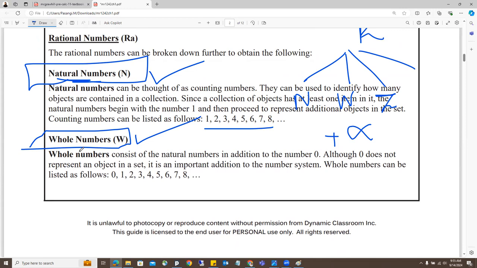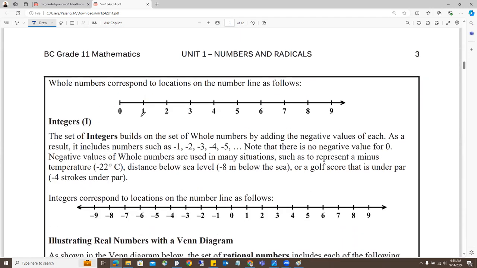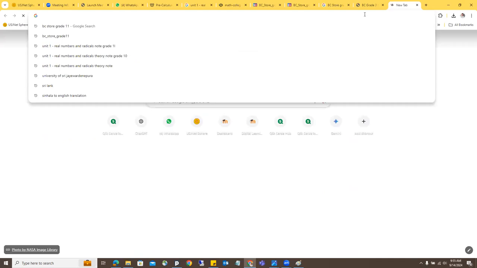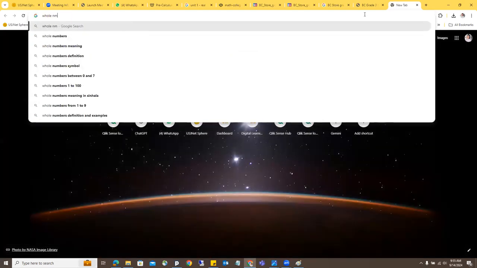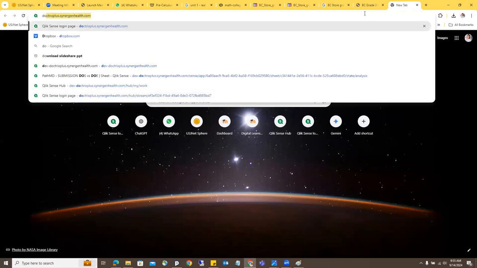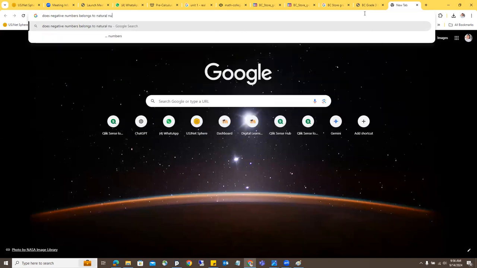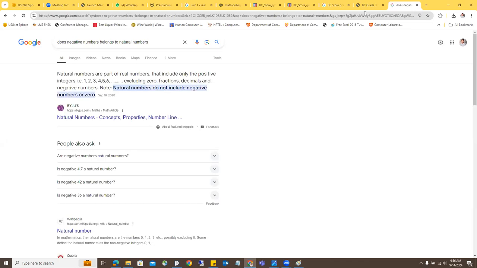For the integers, we have negative integers and positive integers. There we have minus 1, minus 2 and minus 3 likewise. But for the natural numbers, I don't think we have minus 1 and minus 2. Negative numbers do not belong to natural numbers. See, natural numbers do not include the negative numbers.